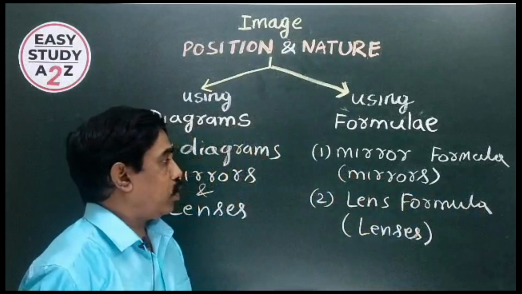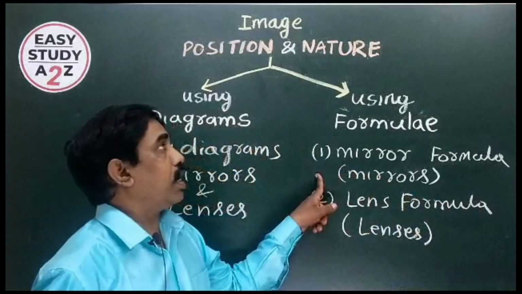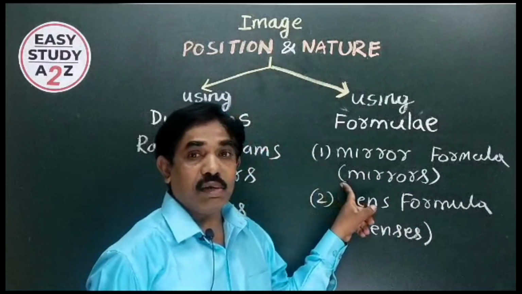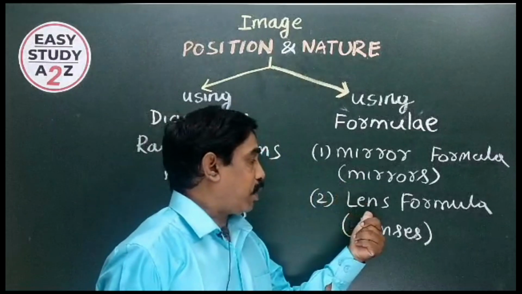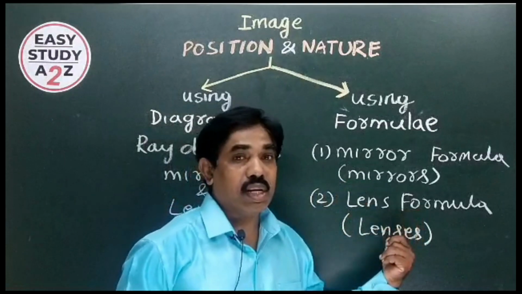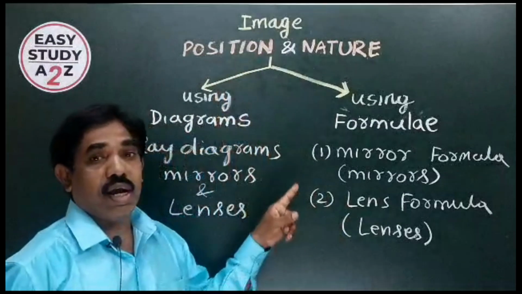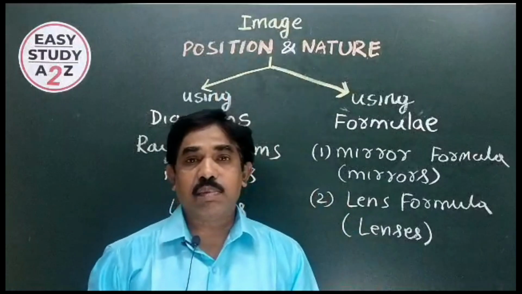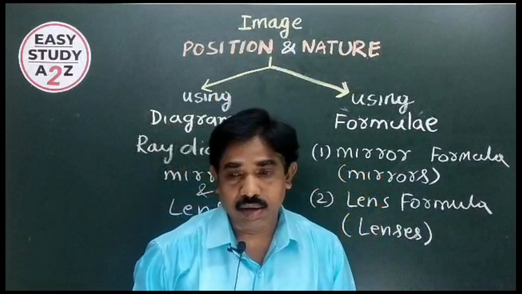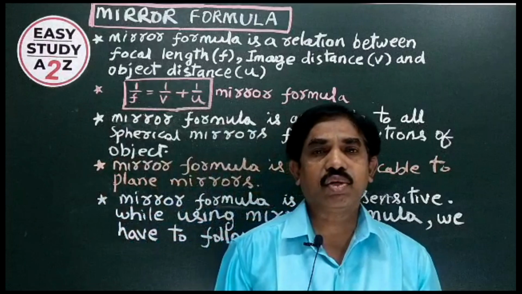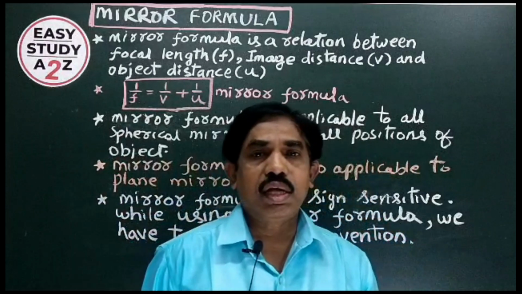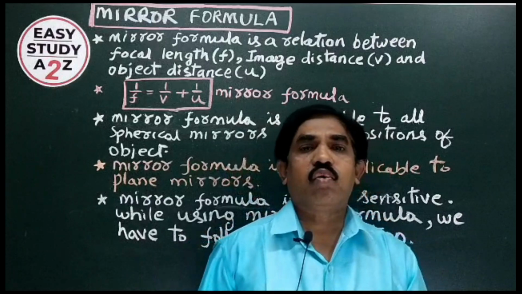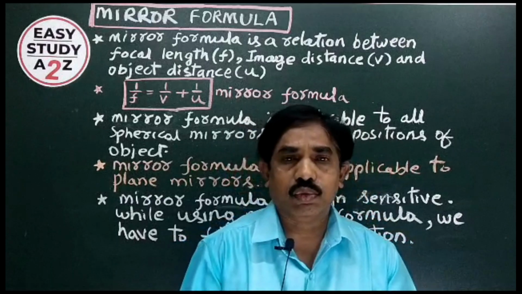See here, by using the mirror formula we can explain the image position and nature of the image while dealing with the mirrors. Similarly, by using the lens formula we can explain the image position and nature of the image in case of lenses. Now let us study about mirror formula. Mirror formula is a relation between focal length, image distance and object distance. 1 by f is equal to 1 by v plus 1 by u.